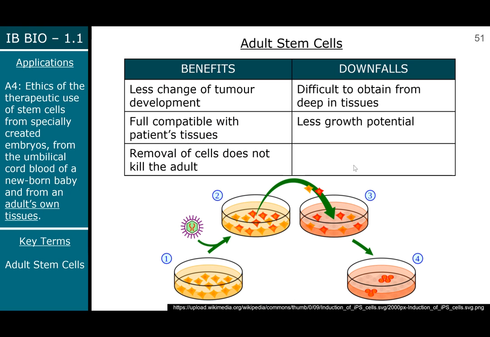So benefits, there's less chance of tumor development with these cells, though. Why? We're not so sure. They're fully compatible with the patient because they come from the patient that they're going to be used on. And the removal of those cells doesn't kill the adult, which is true. Downfalls, they're a lot more difficult to obtain, and there's less growth potential. So no longer are we talking about harvesting cells that can become anything. They're pretty limited as to what they can become.